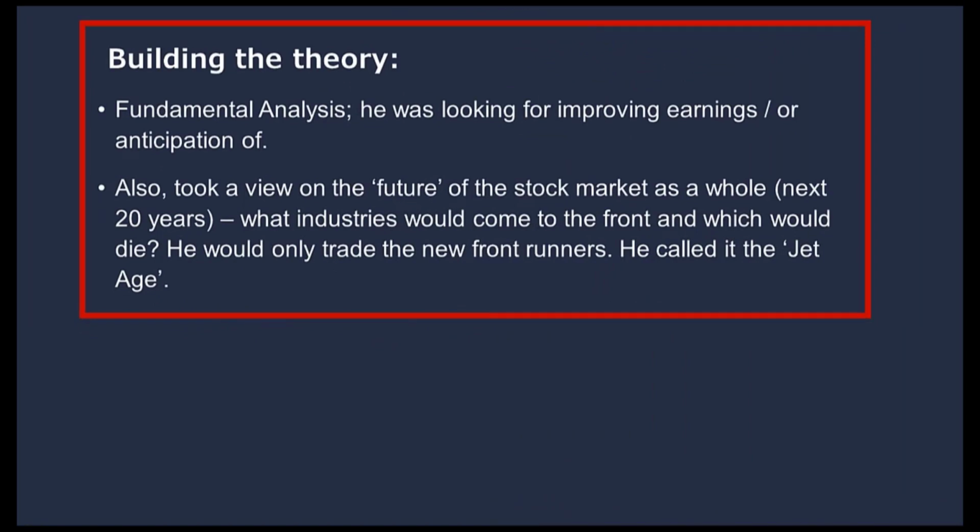So on top of his technical analysis, his fundamental analysis theory was that he was looking for improving earnings, or the anticipation of, and he was also looking to future think what was going on. Where was the world going to be over the next 20 years? What are going to be the hot sectors and industries to get involved with? And he would only trade these new front runners. And in the 50s, the age of the jet aeroplane was coming to the fore, so he called this period the jet age, whereas maybe we'd now call it the technology, internet, social media age. Who knows? But like I said, he wanted to future think. So two fundamental theories there: one earnings, the other future think.